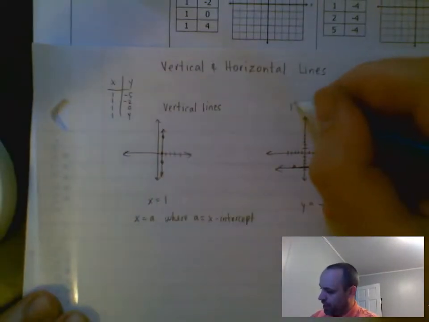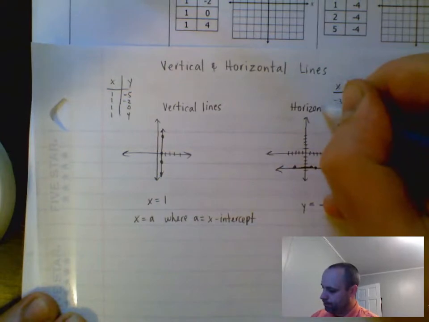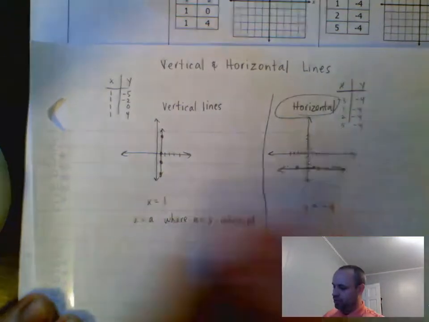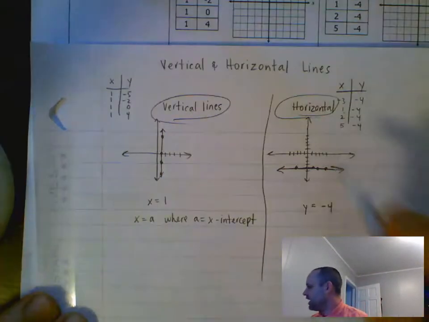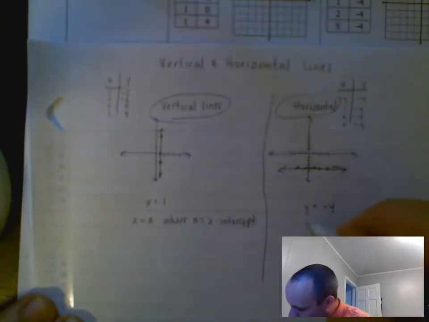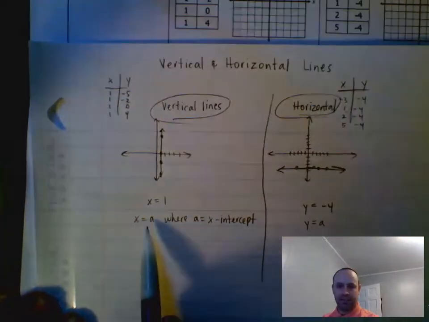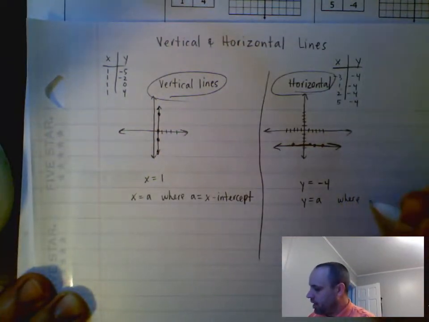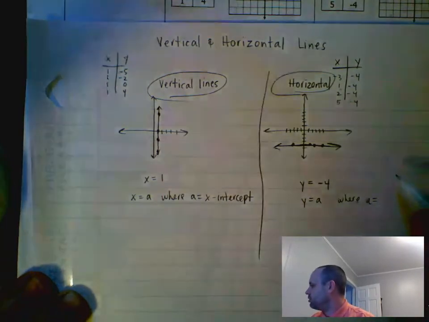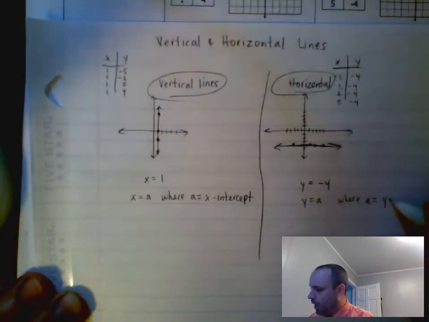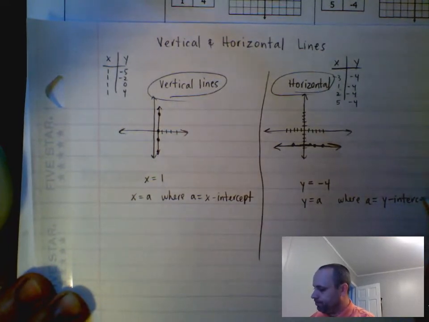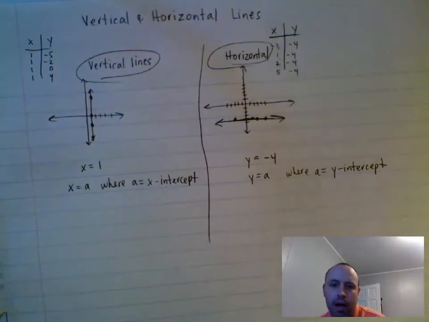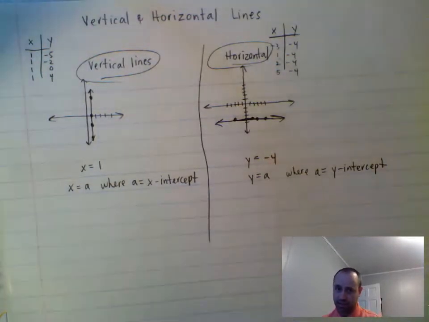And for horizontal lines, let's write this down at the top. So these are horizontal lines, these are vertical lines. For horizontal lines, y is going to be a, kind of like over here we have x equals a. y is going to be a, where a equals the y-intercept. Now let's break this down for a minute. Go ahead, pause it, make sure you have all this written down. Then let's think through this.